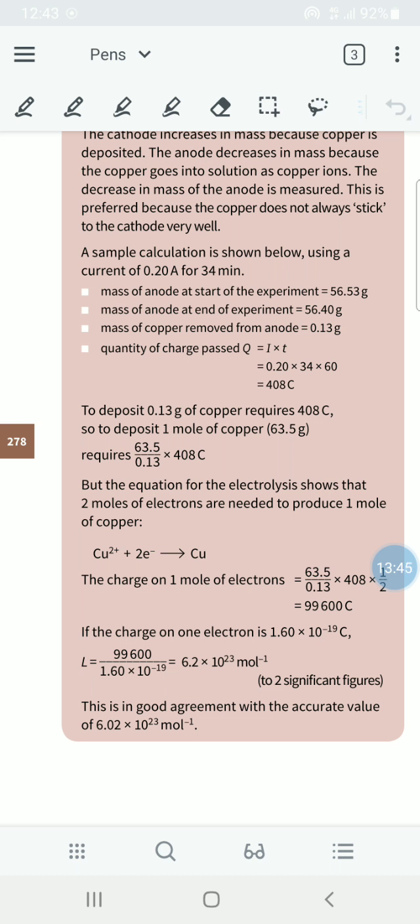I hope you understood this. Please write a summary of the experiment that has been given here, and then if you have any questions, please raise them.